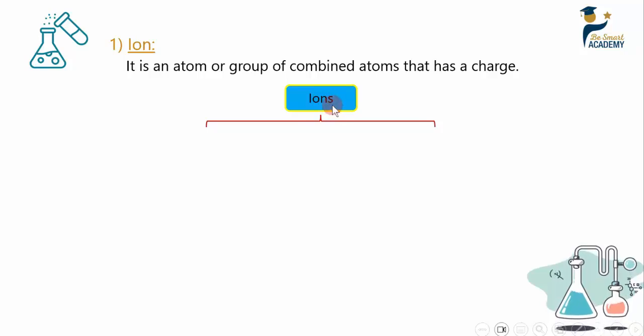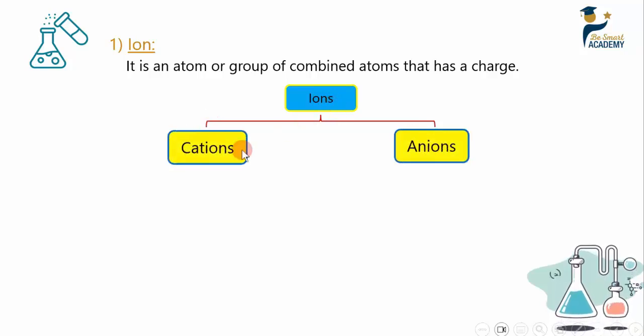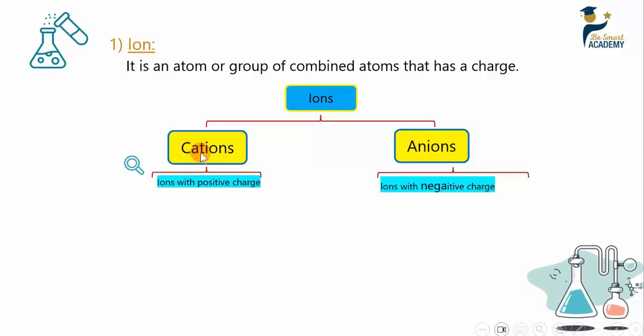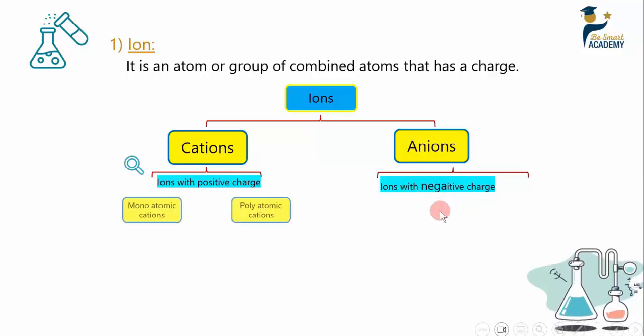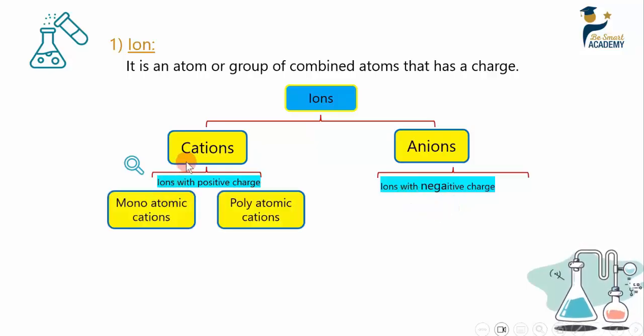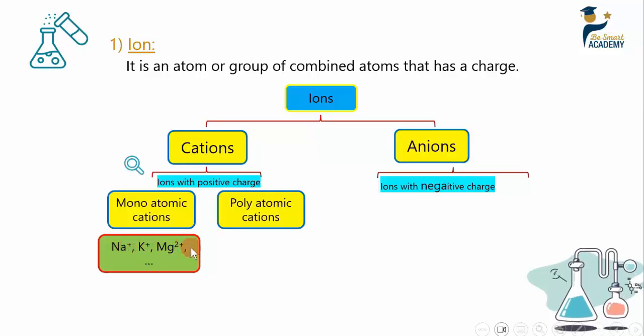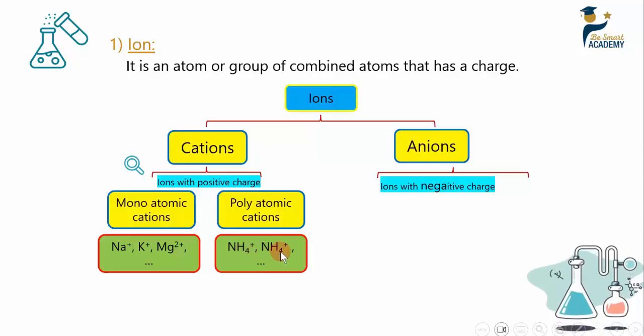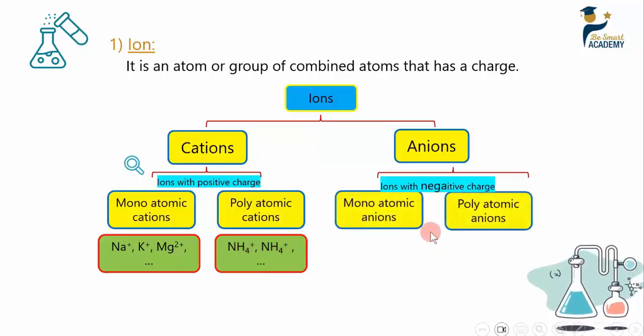فإذا الأيونز are of two types, cations and anions. الكاتايونز ions with positive charge, بينما الانيونز هن ions with negative charge. الكاتايونز may be monoatomic or polyatomic. monoatomic هي وحدة بتكون such as Na+, K+, Mg2+, and others. بينما البولياتوميك NH4+, H3O+, and others.